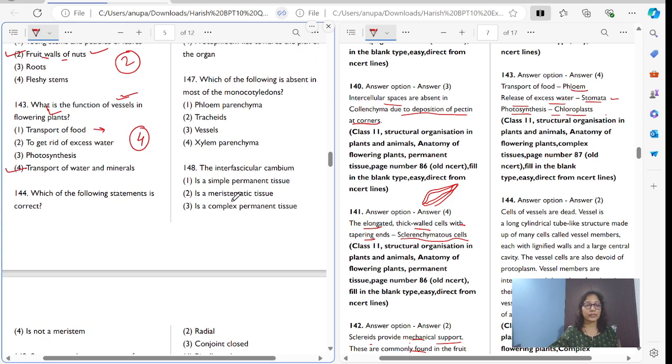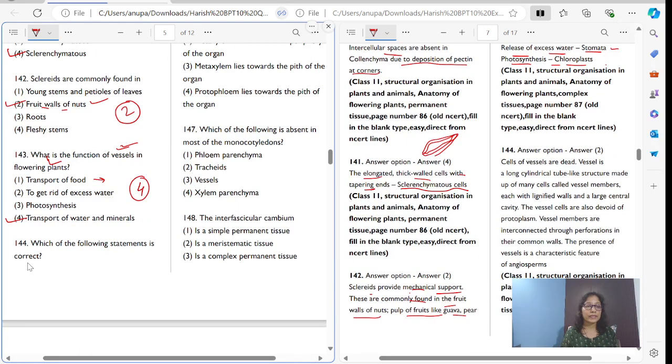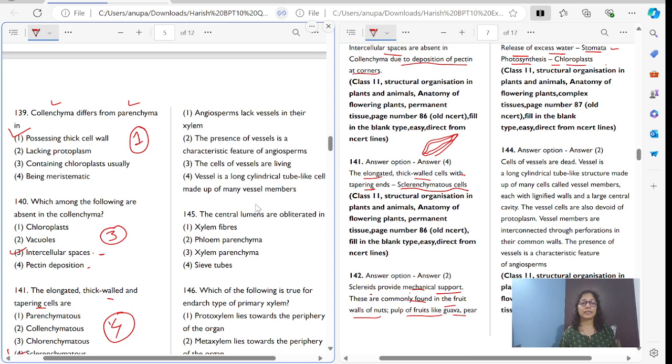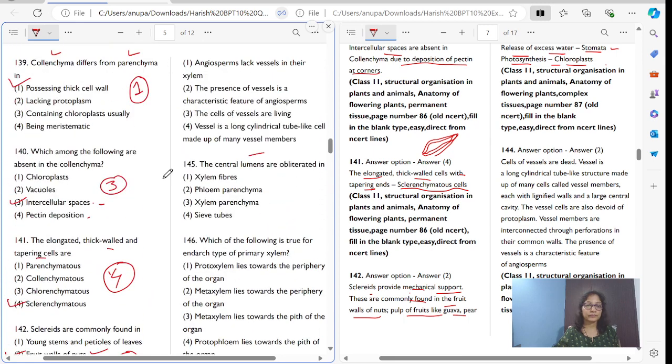Now let's move to the next question, that is question number 144. Question number 144 states that which of the following statements is correct? We have to find out the correct statement. Now let's read the statements. The first statement is angiosperms lack vessels in their xylem. Angiosperms lack vessels in the xylem. So this is not correct.